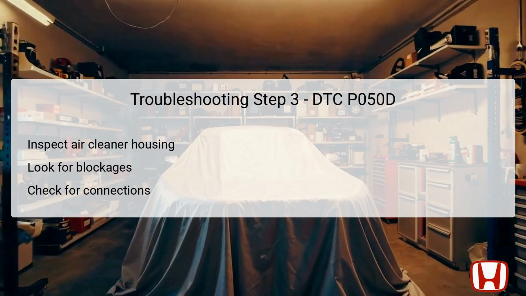In the third step, a visual inspection of the air cleaner housing is conducted. This housing is vital because it contains the air cleaner element, which filters dirt and debris from incoming air. Technicians should examine the housing to ensure that it has no blockages or loose connections that may affect air intake. If everything appears to be in order, you can proceed to the next step.